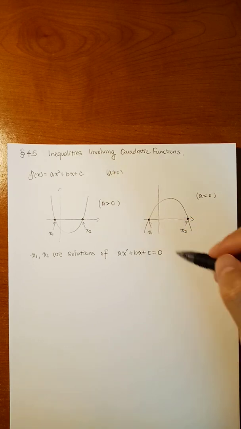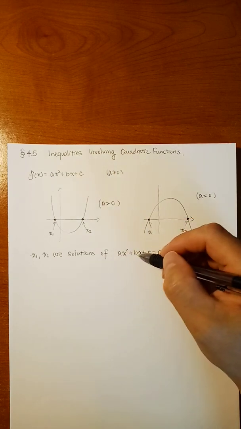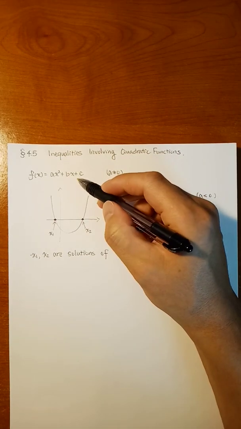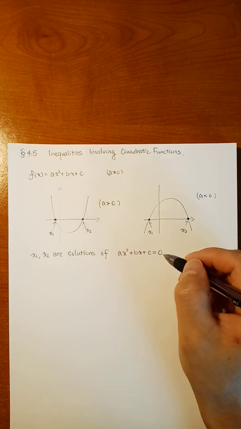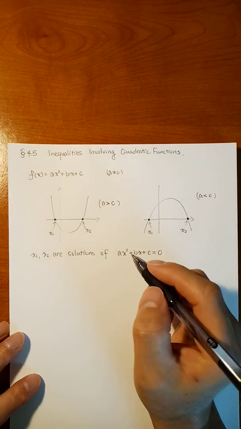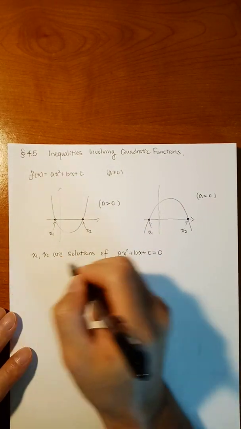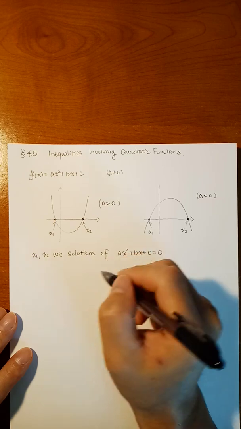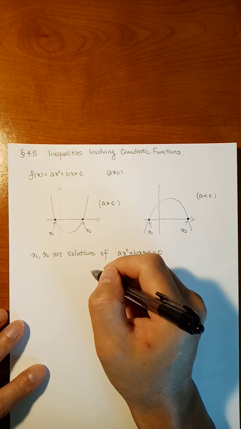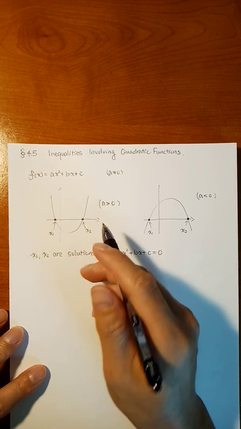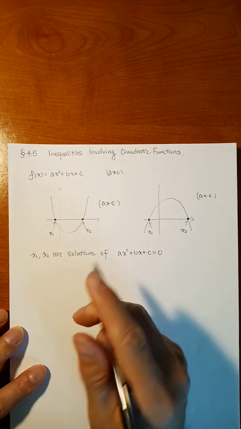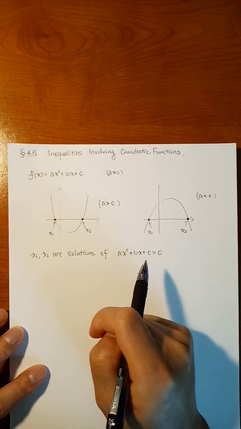If you do not set ax squared plus bx plus c equal to 0, we call it a function. If you set it equal to 0, we call it an equation, right? And clearly we see that the number of solutions is determined by the discriminant. Remember that. Discriminant positive, 2 solutions. Discriminant 0, 1 solution. Discriminant negative, no real solution.